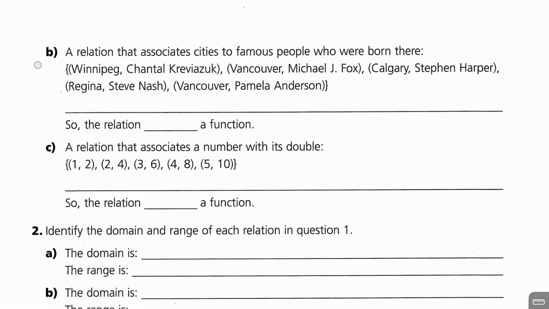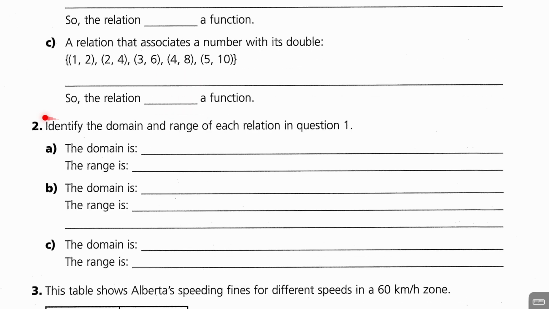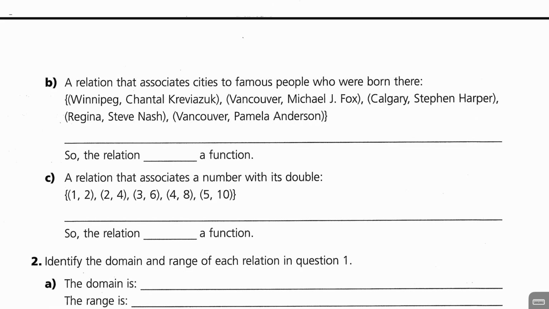And subquestion B, over here the ordered pair is given, and check whether any first elements, the domain elements, are repeated, then it is not a function. If none of them is repeated, then it is a function. Question 2, you have to list the domain and range over here from question 1.